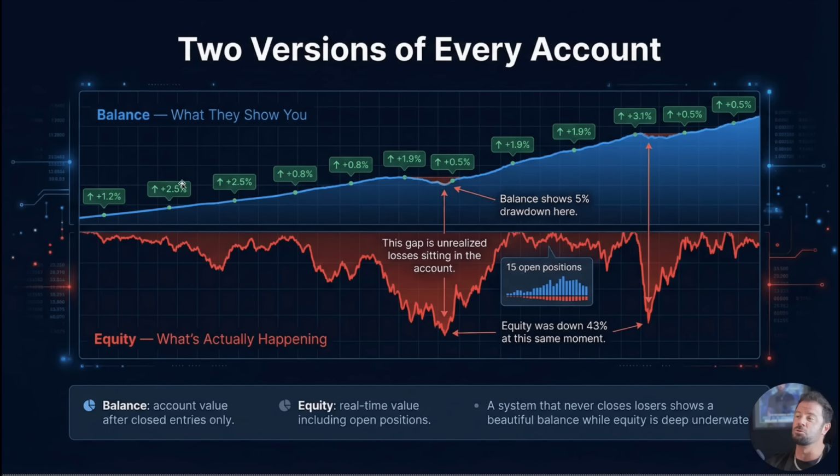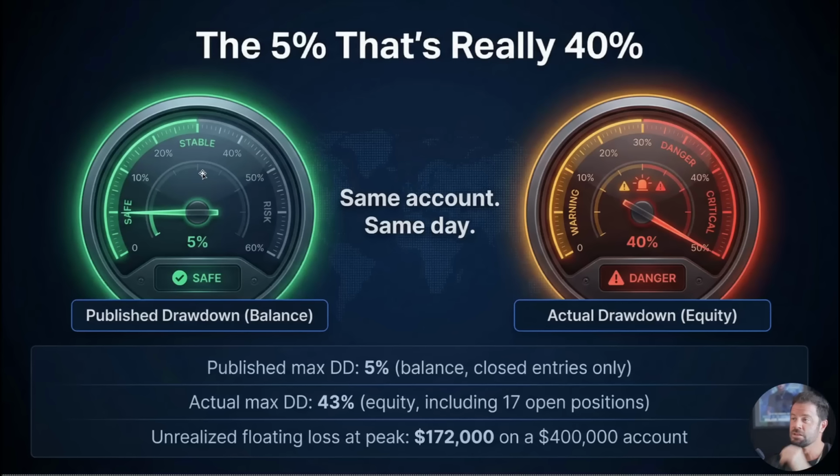So the smooth balance curve shows you the beautiful picture. And underneath is the real story of the equity curve, which is showing you the real risk the system is experiencing in its history and currently. And that is the big thing we're going to talk about. There are two versions. So how does this convert to something that's really dangerous?